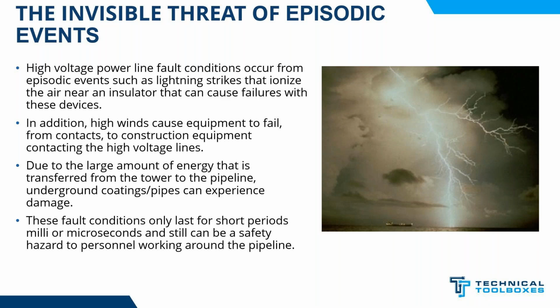High winds could cause equipment to fail, you know, contacts, with the conductor swinging and so on and so forth. And then there are issues due to the large amount of energy that could be transferred from the tower to the pipeline, and it's going to go right to ground. The largest percentage is going to go to ground. This is why we need to know the proximity of these towers, particularly the grounding rods.